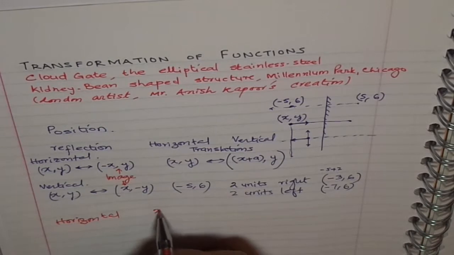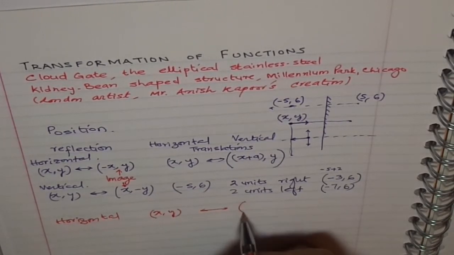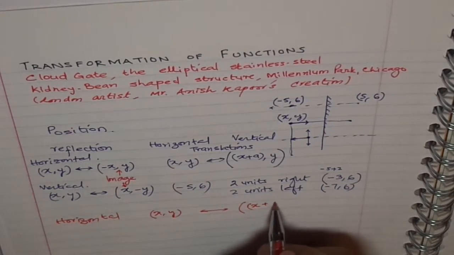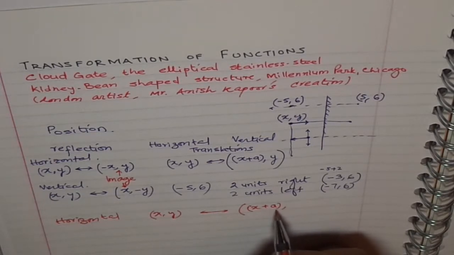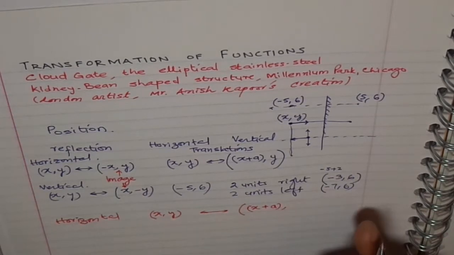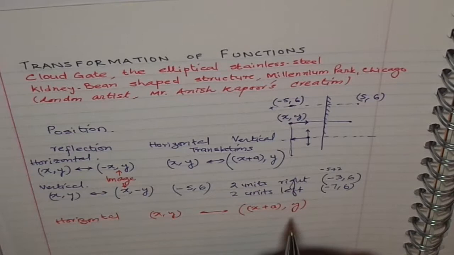So x and y are the original coordinates. If we change it, then the x value becomes plus a number of units. You translate it left or right. If you're moving left, we'll keep it minus a, okay? If you're moving right, we'll use plus a. So I hope that is clear.